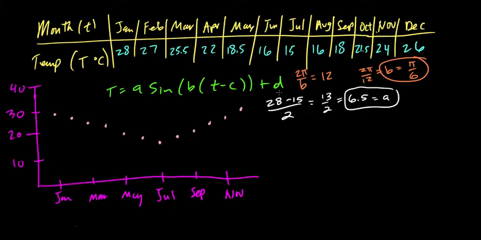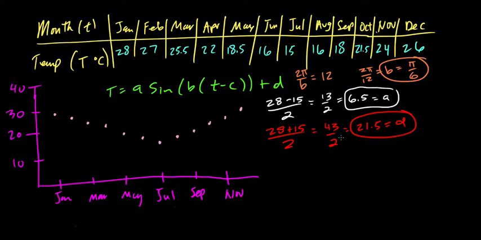Now D is the average point. So if we take the maximum, add it to the minimum, and then divide it by 2, we'll get the middle. And so what is that? 30 plus 13, that's 43. 43 over 2, and that's going to be 21.5, which is D.